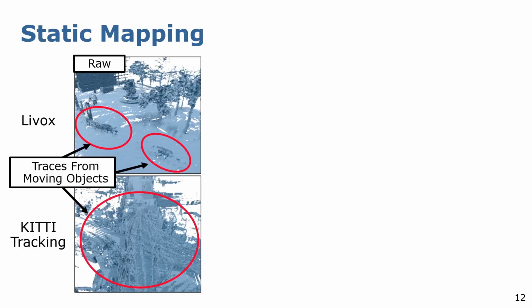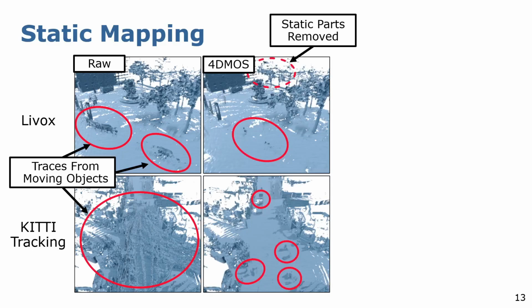Lastly, I would like to show you an application, which is static mapping. Here we have again 2 datasets. At the top is Livox data, which is very sparse and has an irregular sensing pattern, and below the previously mentioned KITTI tracking sequence. If you now integrate the raw scans into the map, you will see that there are a lot of traces from moving objects, and it will not really be possible to use this map for path planning.